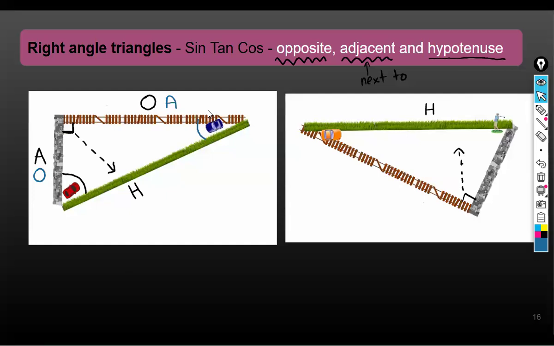I want to do two examples for you, right? In the second triangle, if I am standing by the orange car, I'm seeing everything from the point of view of the orange car. Isn't the stone wall opposite? And won't the fence be adjacent?